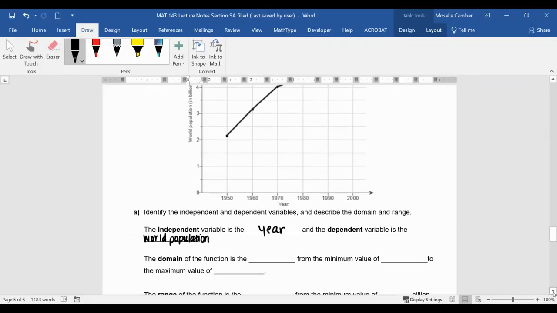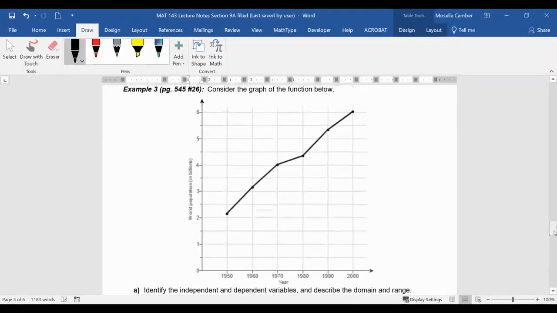The domain of the function is going to be, again, your X values. So those are the years. For the minimum value, the first data point is at 1950. And the last data point is here at 2000.